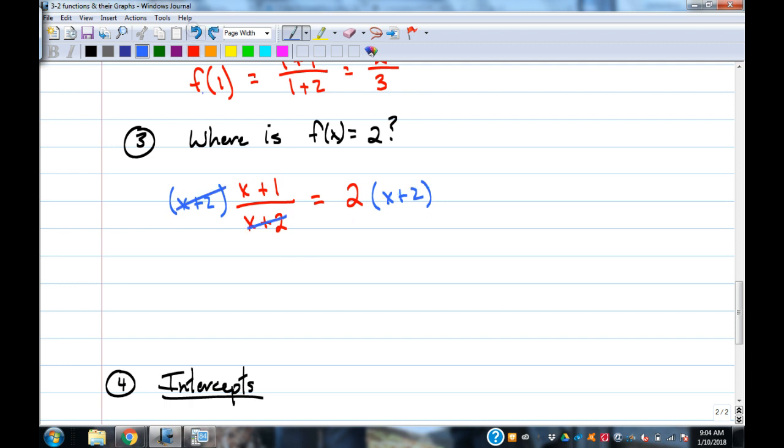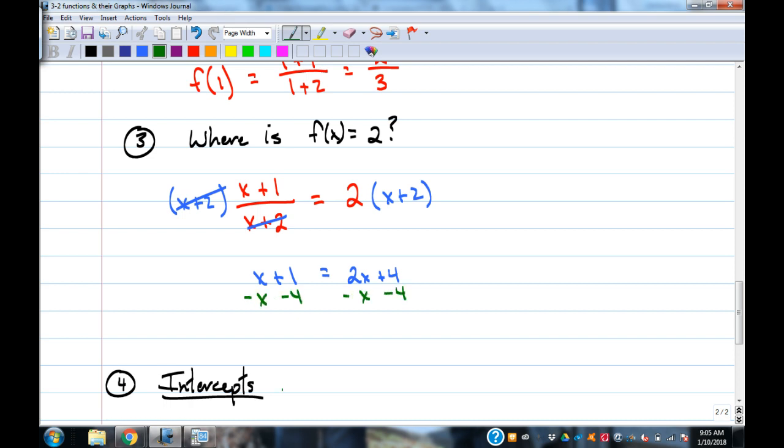Whoops, no cancel on that side. Distribute. It's 2x plus 4 equals x plus 1. Now what? Subtract. It doesn't really matter what direction you go here. I'm going to subtract x and subtract 4.